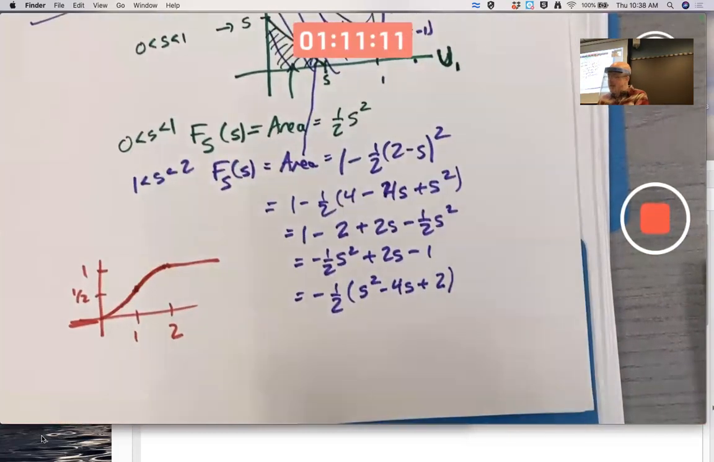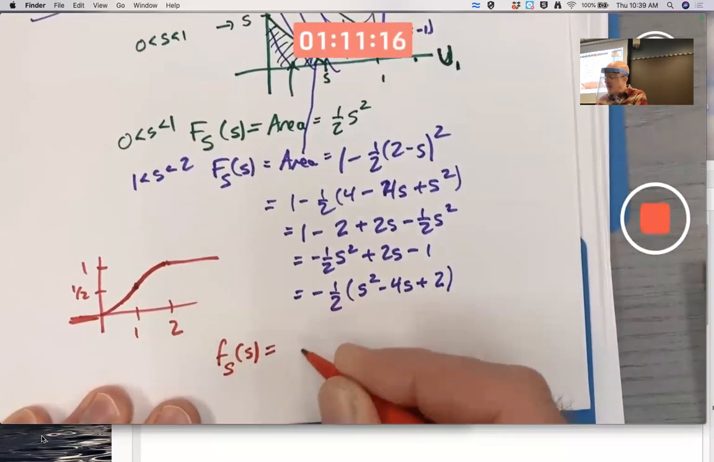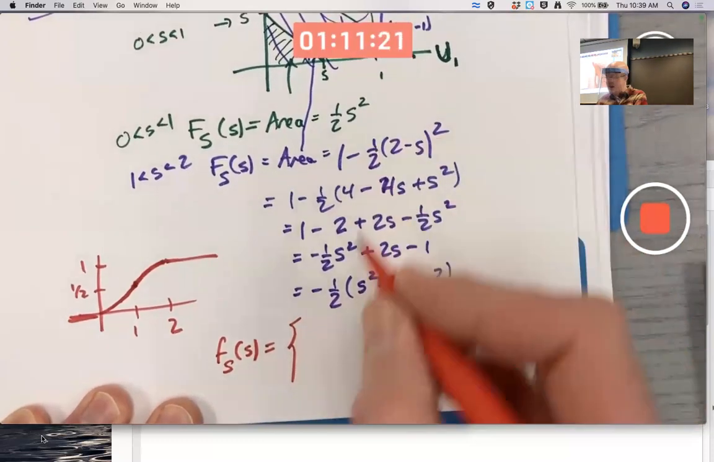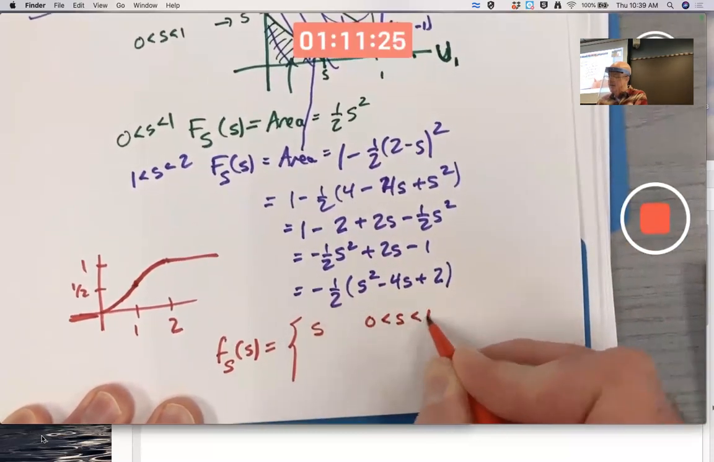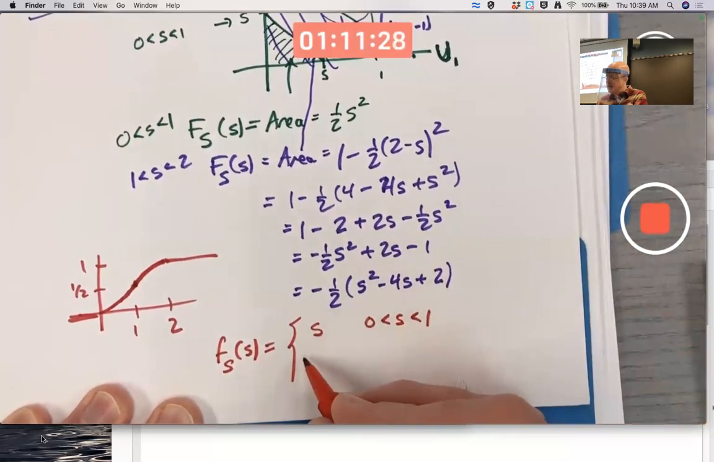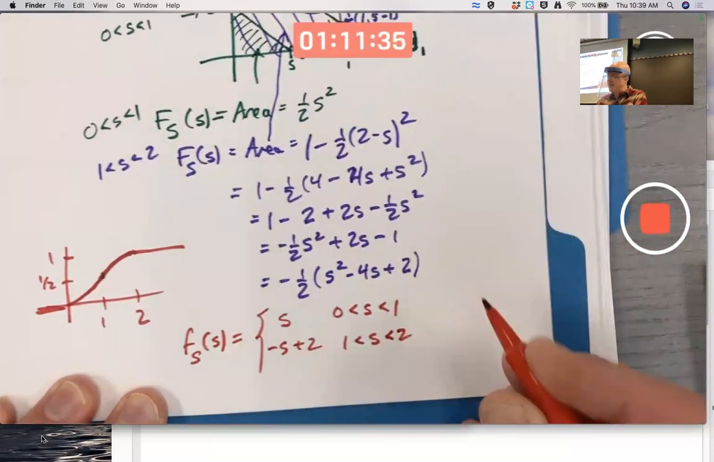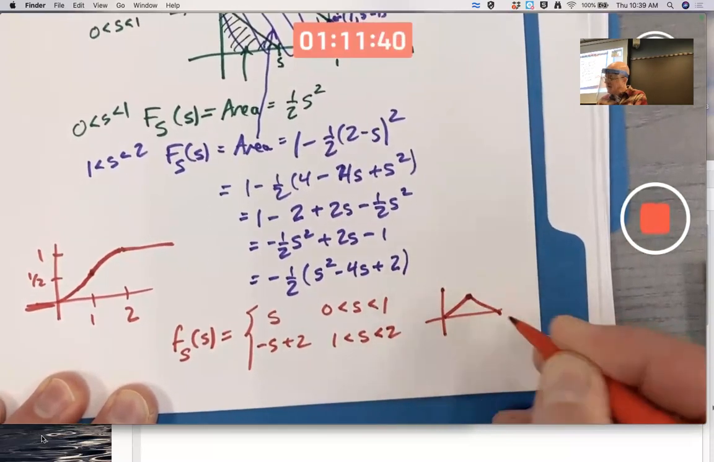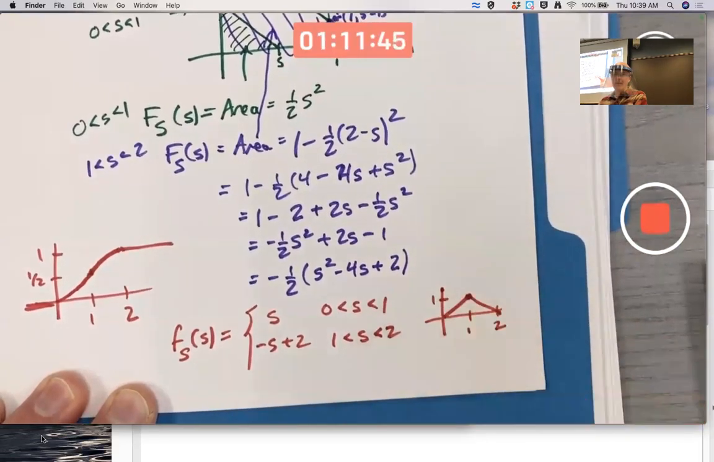And the PDF would be a piecewise function as well. Differentiate this piecewise, and you're going to get, in the first case, the derivative of 1/2 s squared is going to be s. And the derivative of this thing is going to be ultimately negative s plus 2. And the graph of the PDF, if you graph this piecewise function, is a triangle. That's the graph of the PDF.